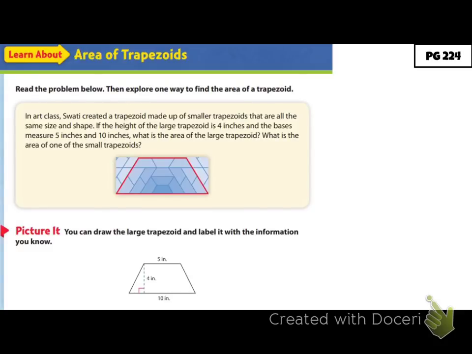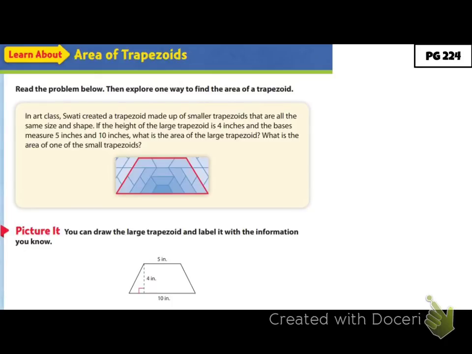Okay, so the next question says, in art class, Swati created a trapezoid made up of smaller trapezoids that are all the same size and shape. If the height of the large trapezoid is 4 inches and the bases measure 5 inches and 10 inches, what is the area of the large trapezoid? What is the area of one of the small trapezoids? So we can picture it.